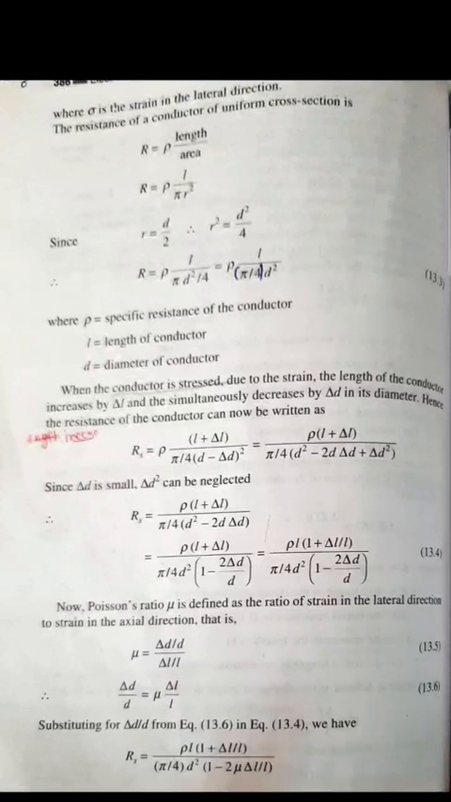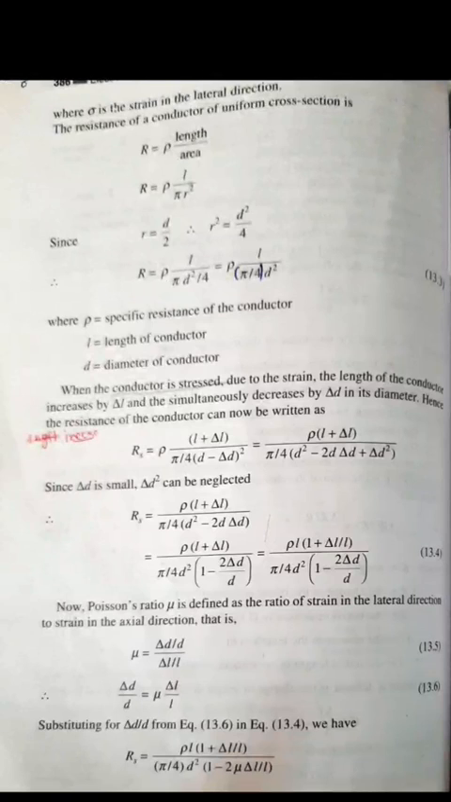That means R is equal to rho into length divided by area. That means R is equal to rho L divided by pi r square, since the area is pi r square. Since r is equal to d by 2, r square is equal to d square by 4. That means R is equal to rho L into 1 upon pi by 4 d square, where rho is the specific resistance of the conductor, L is the length of the conductor and d is the diameter of the conductor.